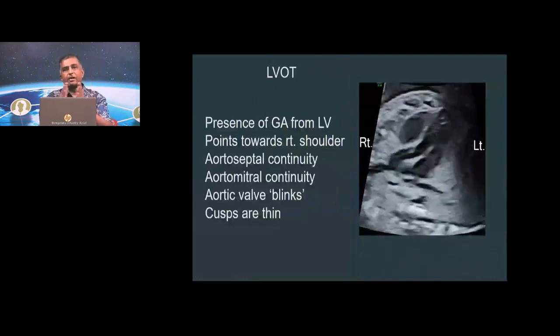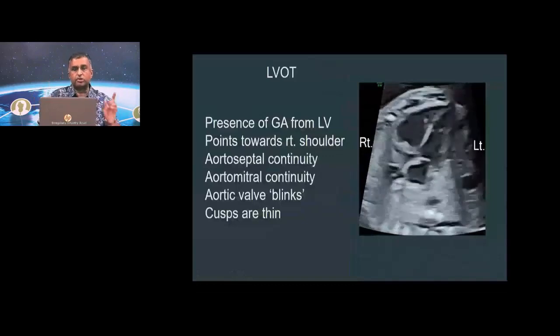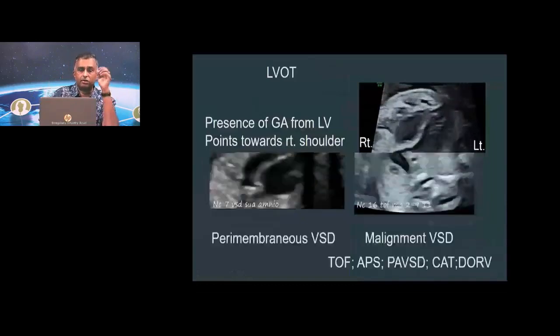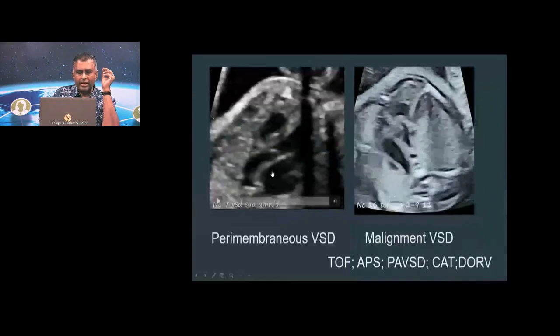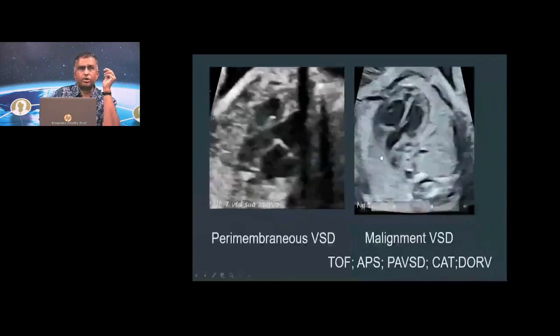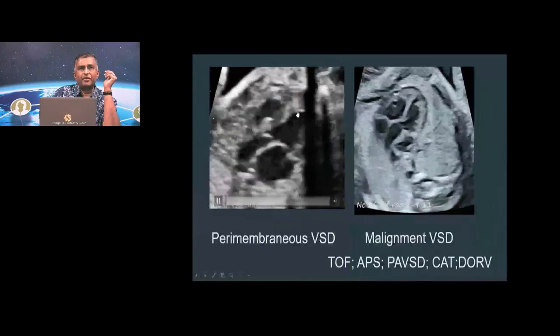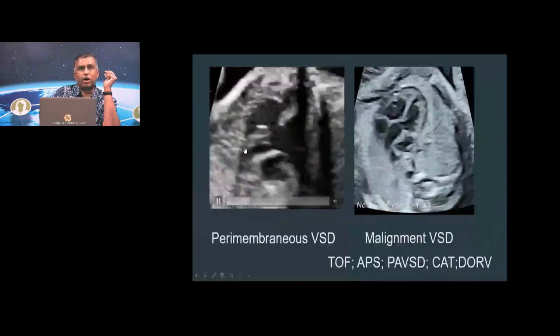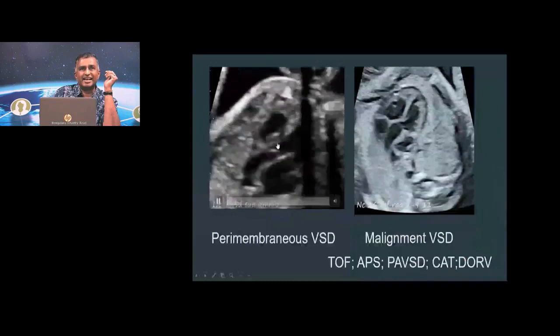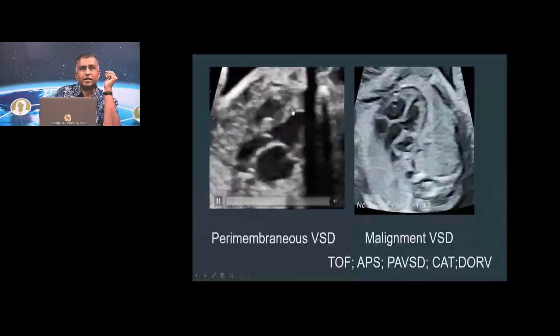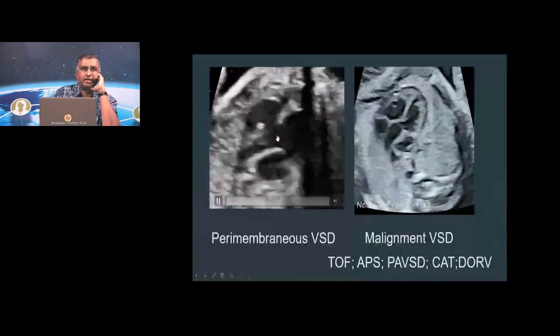So its blinking aortic valve is extremely important to say that this aortic valve is normal. Now, here is the first clip that I'm going to show you. That is a LVOT, and from a mile away you know that the anterior wall of the aorta is discontinuous with the rest, and therefore that's a membranous VSD over here.